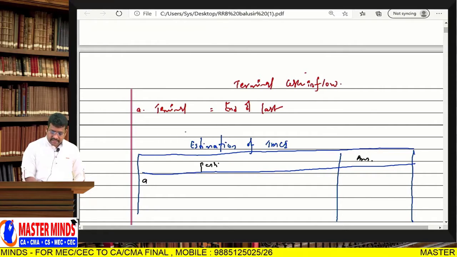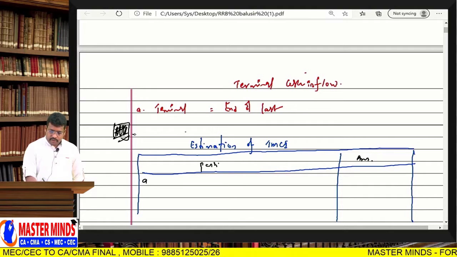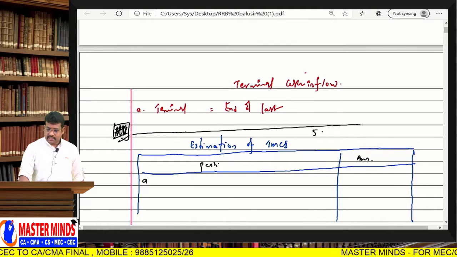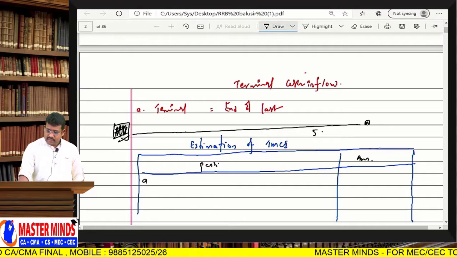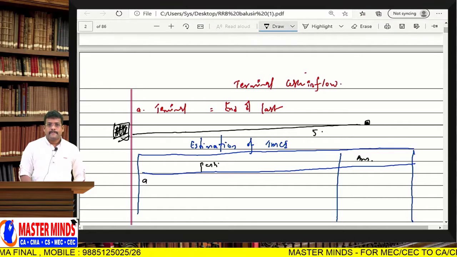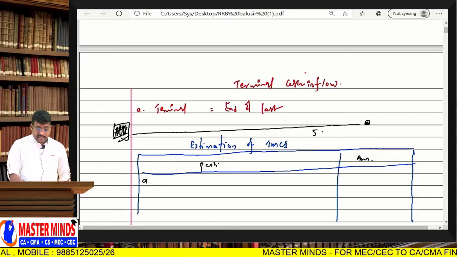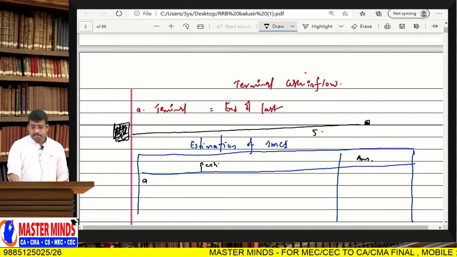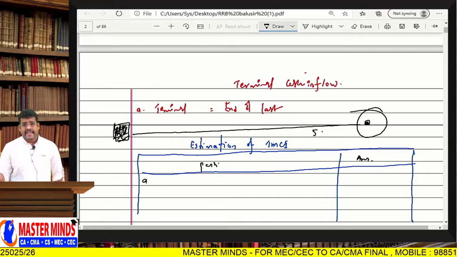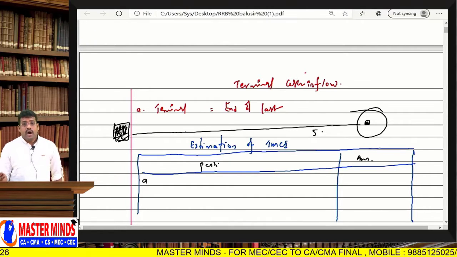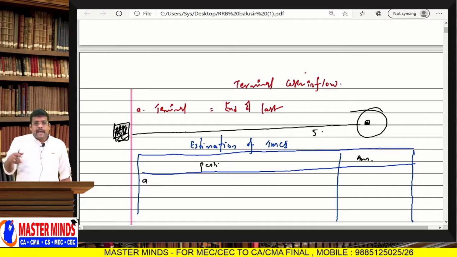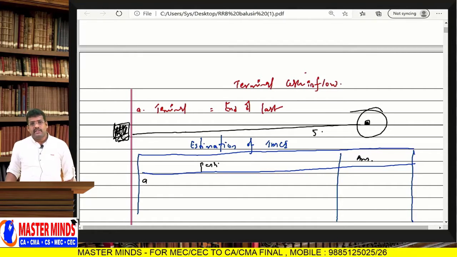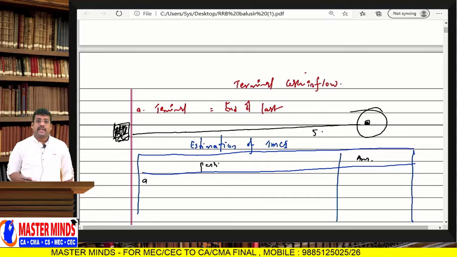You purchased an asset in the given time period, right? Over a period of 5 years, you used this asset. At the end of the 5th year, you sold this asset for a given amount. At the end of the period, you are supposed to get some cash inflow by scrapping the asset you purchased initially. That is called terminal cash inflow.